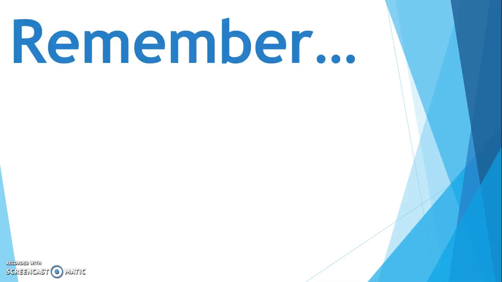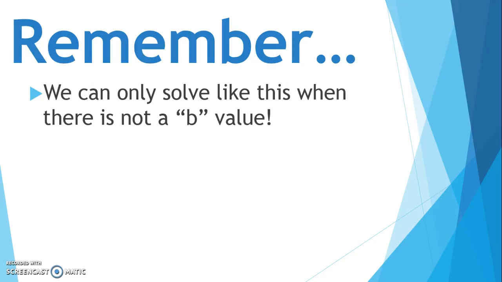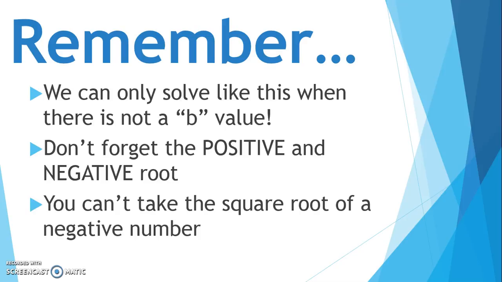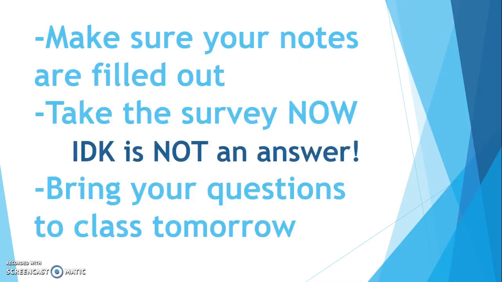Remember that. All right, so remember, you can only use this method when there's no b value. Don't forget the positive and the negative root, and you can't take the square root of a negative number. You get imaginary solutions. So make sure your notes are filled out.